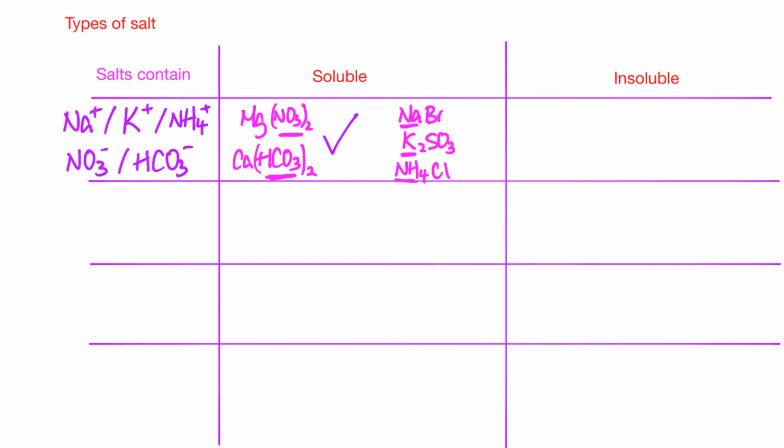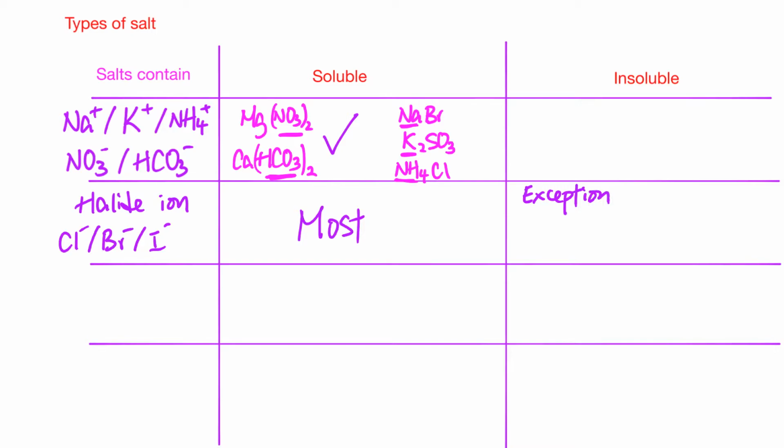Okay, so for the others, for example, for halide ions, say we have chloride ion, bromide ion, and iodide ion. For these salts that contain chloride ion, bromide ion, iodide ion, most of them are soluble, but they do have some exceptions. When the chloride ion, bromide ion, iodide ion meet Pb2+ or silver ion, then they will become insoluble.